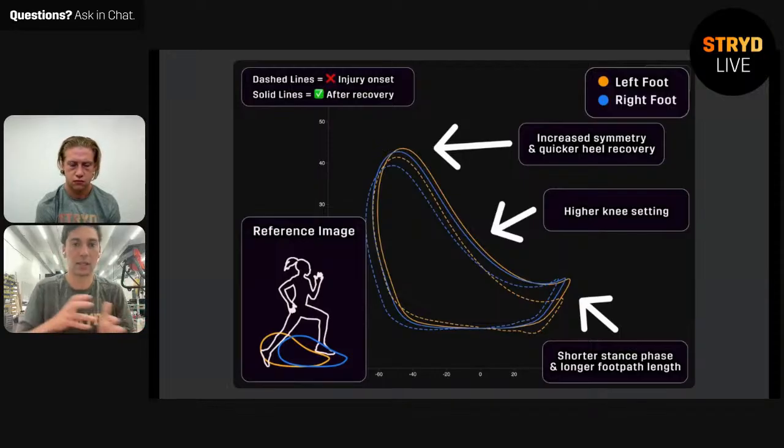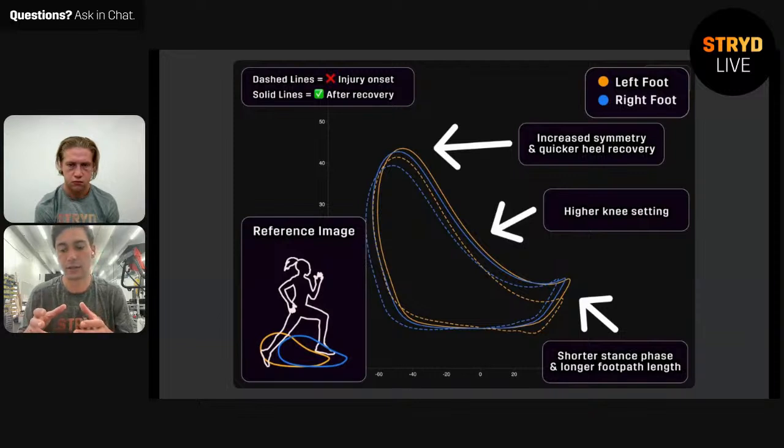Similarly to metrics, it's not that you work on one thing and only that one thing gets better. If you work on one thing, a lot of things can also improve at the same time. Oh, you improve your knee lift. Oh, I'm actually getting a shorter stance phase as well, because I'm able to load and hit the ground effectively and use that force effectively now.